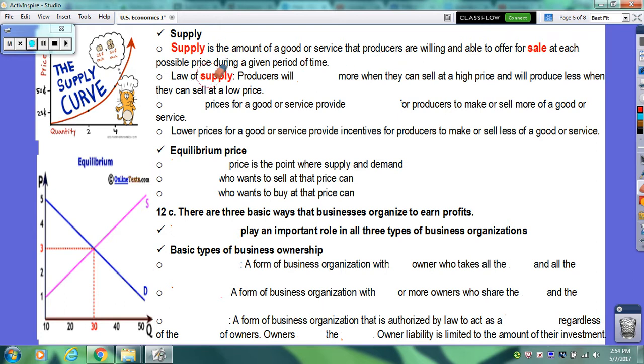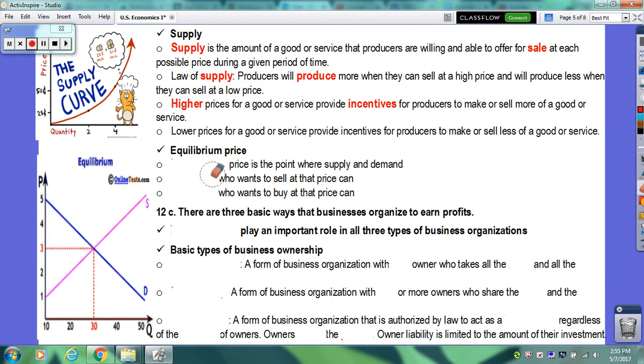The next one here is the law of supply. So producers will produce more when they can sell at a high price and produce less when they can sell at a low price. So a lot of that has to do with demand for the product. So supply and demand are related. The next one here: higher prices for a good or service provide incentives for producers to make or sell more of a good or service. So obviously with a higher price, you're going to have to think about how you're going to get the price down if that's hurting your profit, and also how it's going to affect your overall supply.